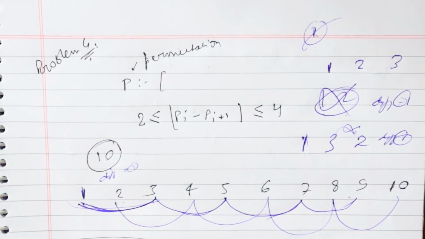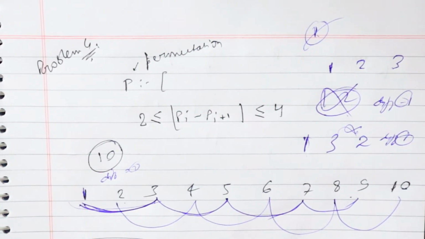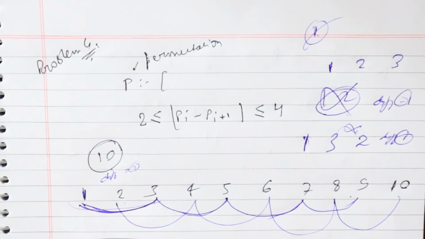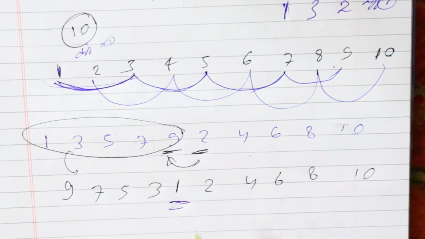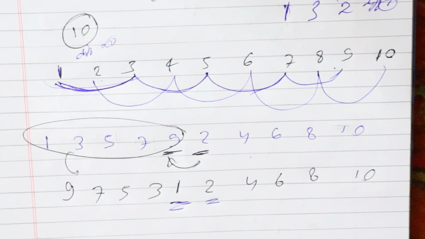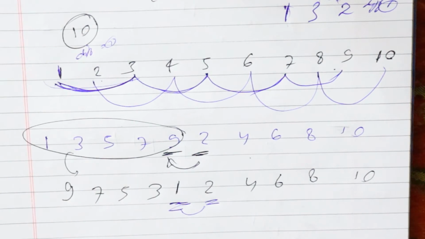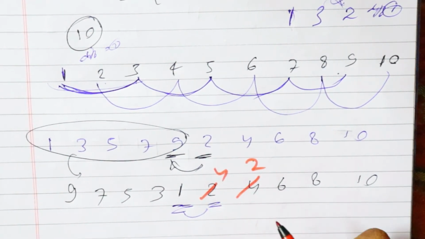Let's reverse it. Write 9, 7, 5, 3, 1, 2, 4, 6, 8, 10. Hey Aryan, see again, it is also not following. Here it is 1, but actually we wanted 2. Okay, again no worries. Replace this 4 and 2.